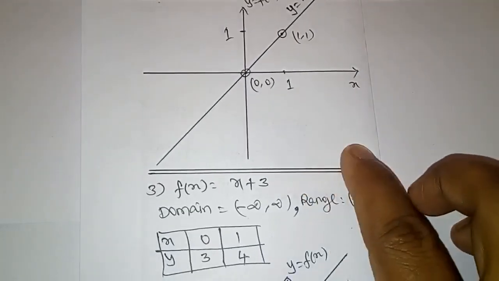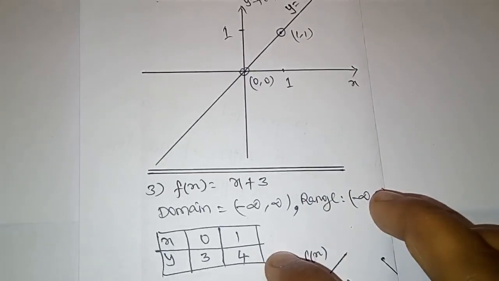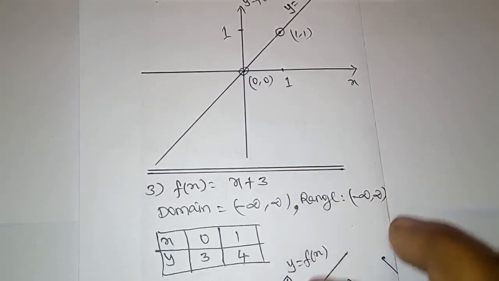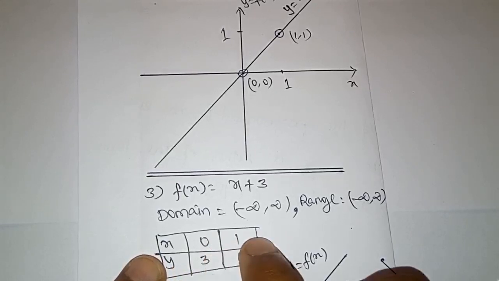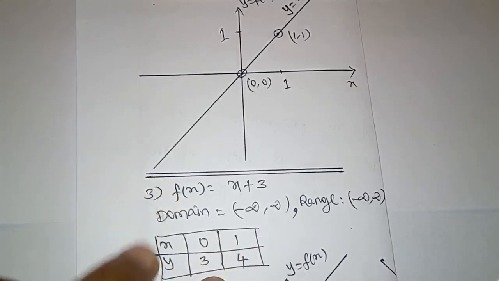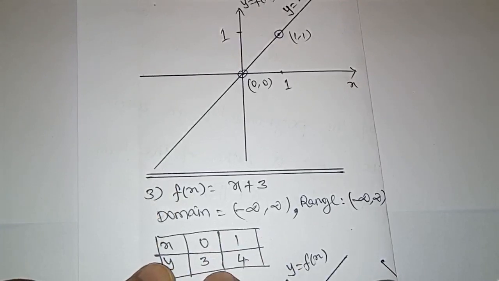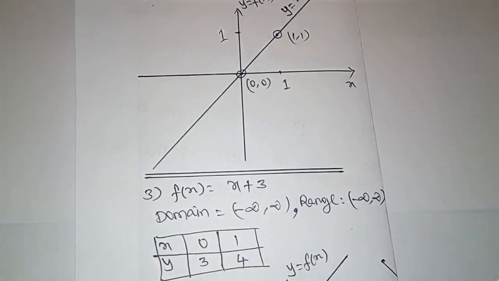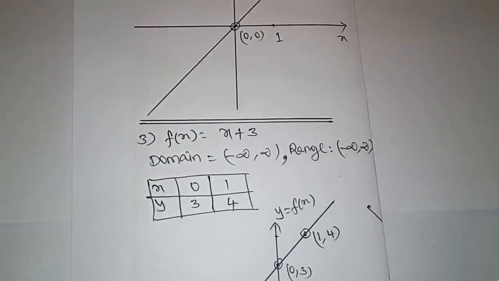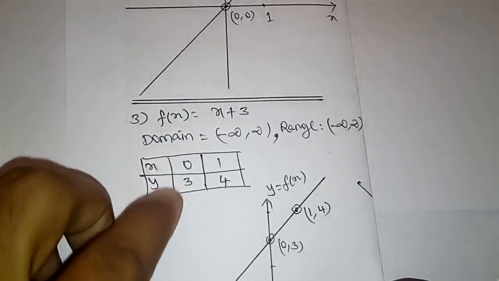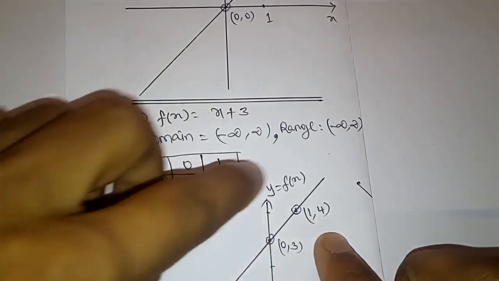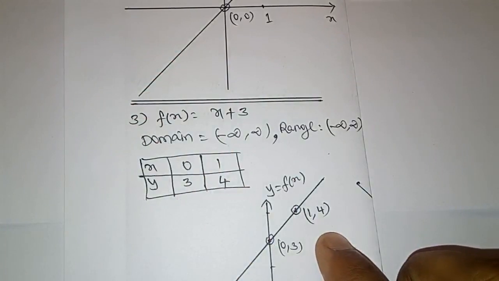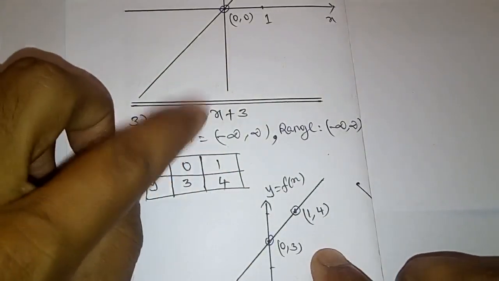This is also a straight line. We need a minimum of 2 points to draw the graph of this function. Let us choose x equal to 0 and x equal to 1. We find the function values y as 3 and 4. Then plotting these points, (0, 3) is plotted here and (1, 4) is plotted here. Then by joining these 2 points by a straight line, we have the graph of the given function x plus 3.